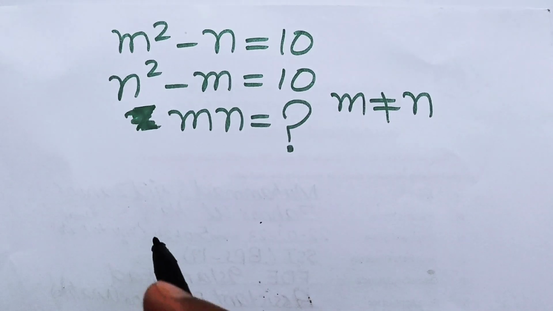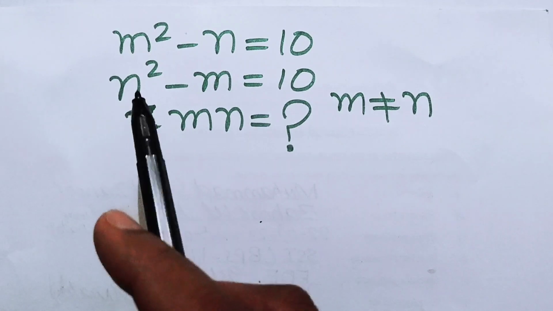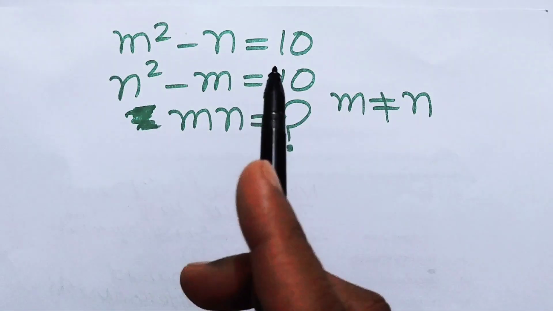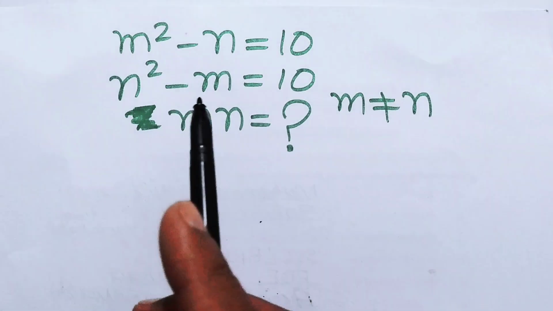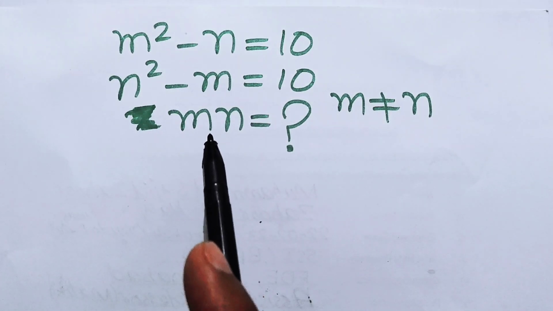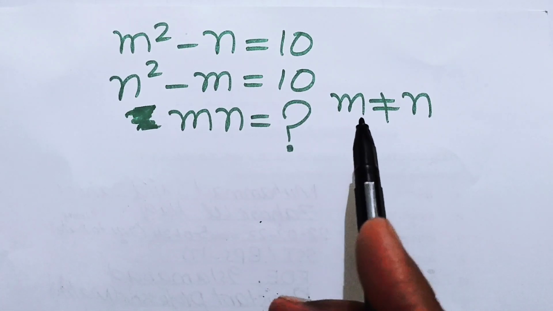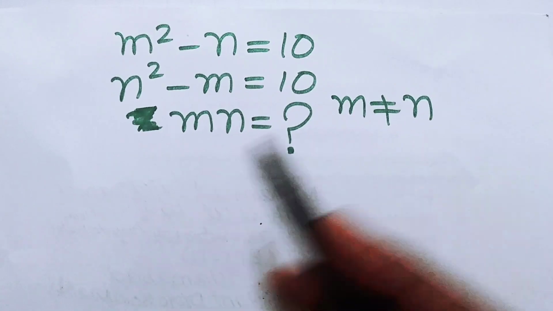Hello everyone, welcome to solve this math algebra problem. Here we have m square minus n equals to 10 and n square minus m equals to 10, and we solve this problem for the value of m multiplied by n. So remember one thing: m is not equal to n.